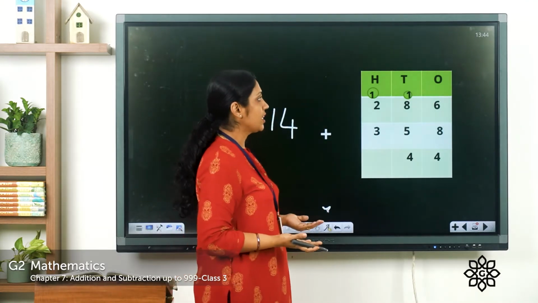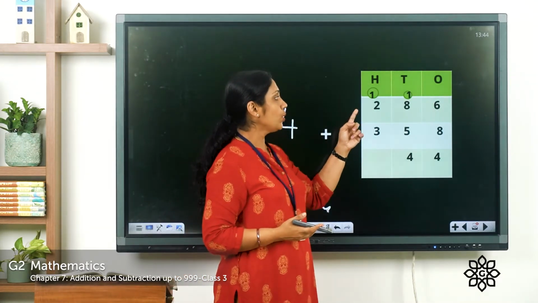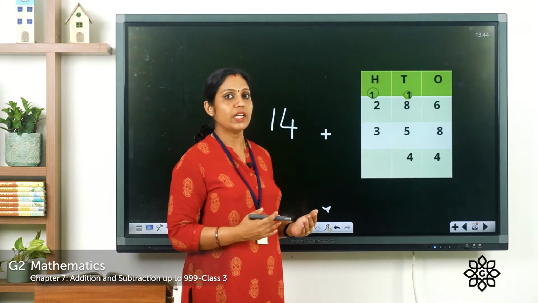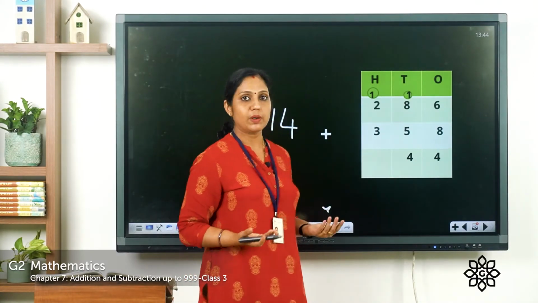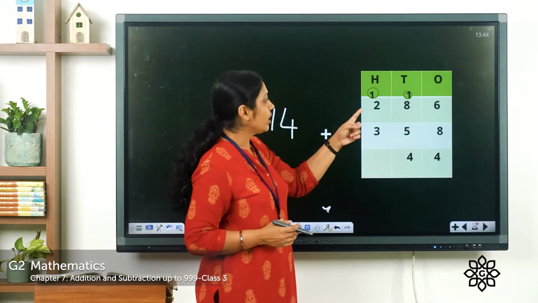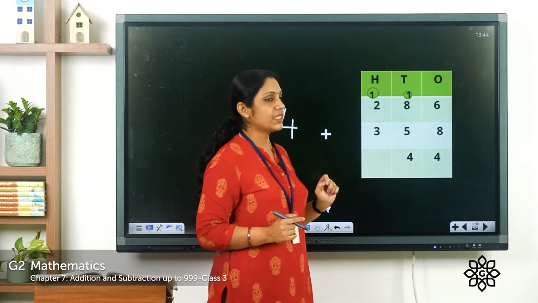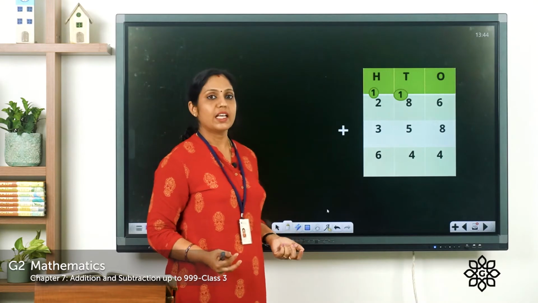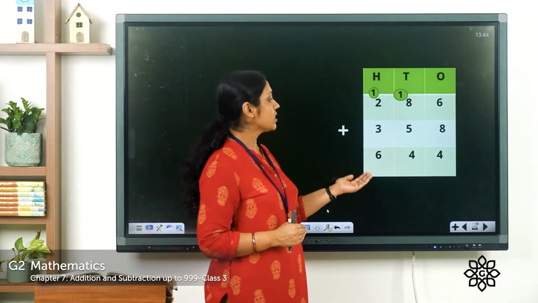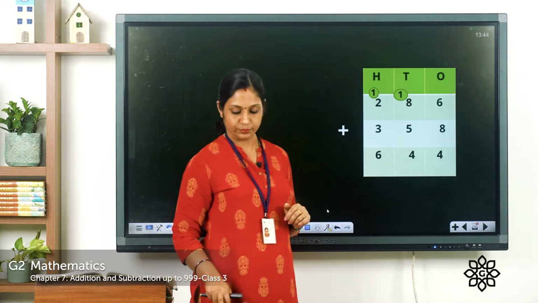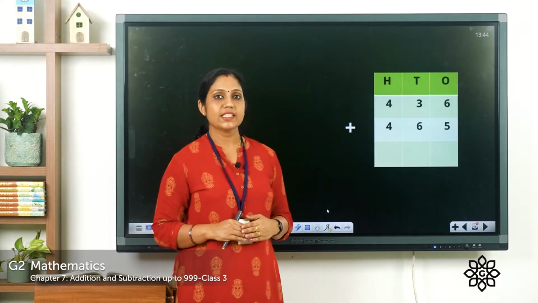Now in the hundreds place we have 1 plus 2 plus 3. First we will add 1 plus 2. 1 plus 2 is 3, and with that 3 we have to add the other 3 also. So 3 plus 3 is 6, and we get the sum, that is 644.